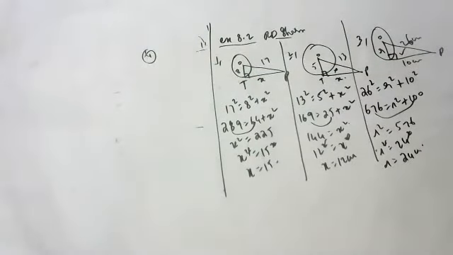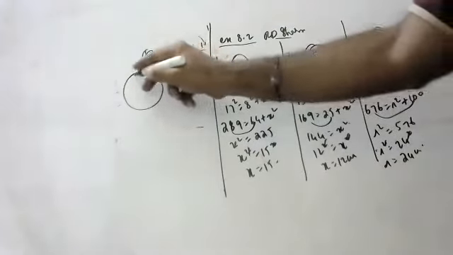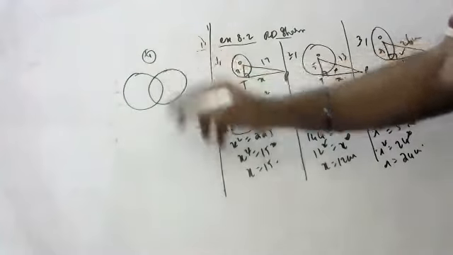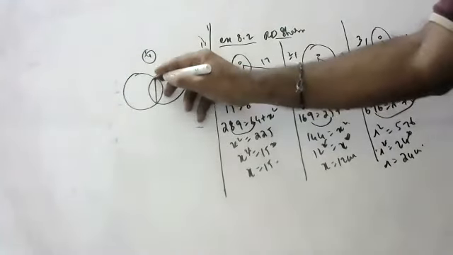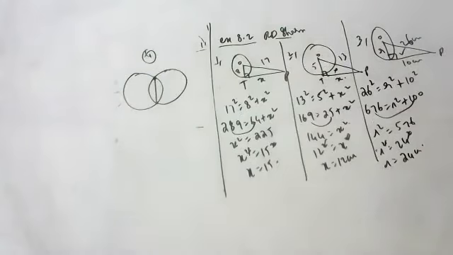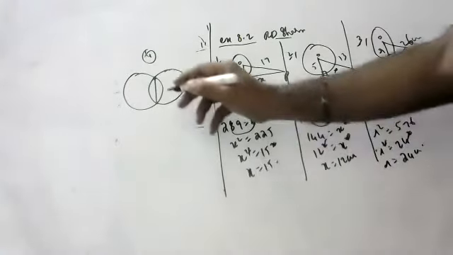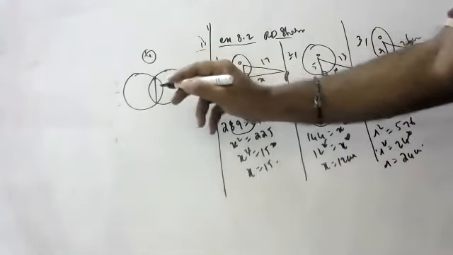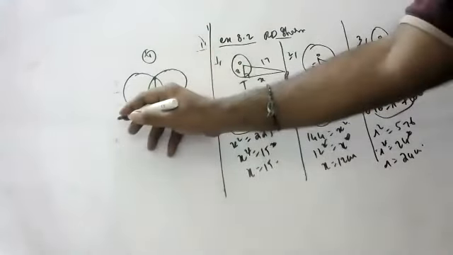If from any point on the common chord of two intersecting circles, tangents be drawn to the circles, prove that they are equal. Children, two intersecting circles are there. This is the common chord. Two intersecting circles, common chord is coming, tangents be drawn.